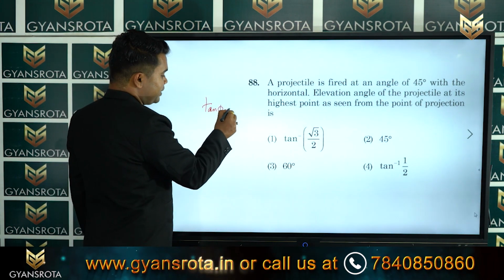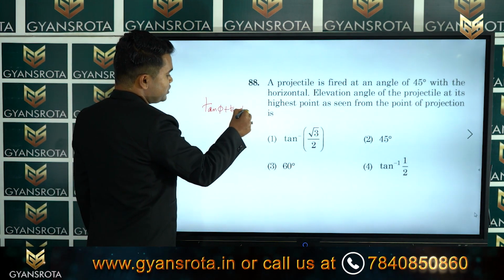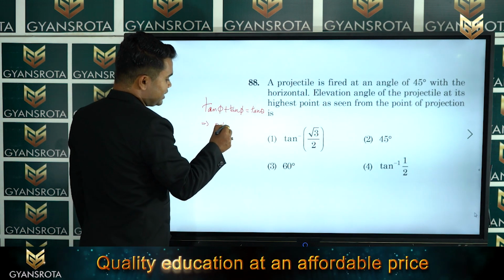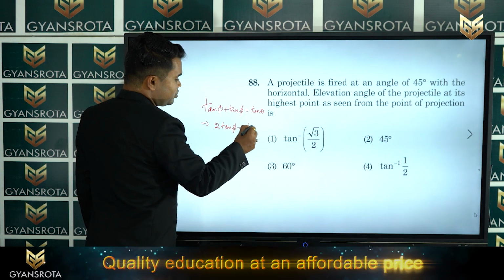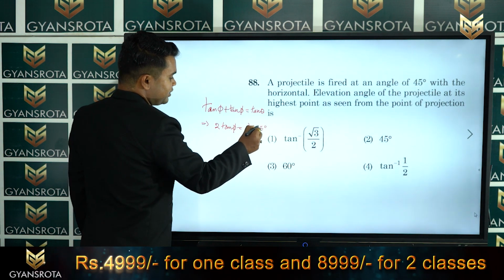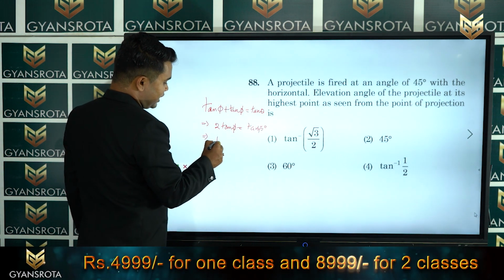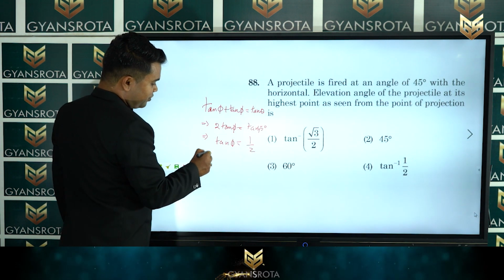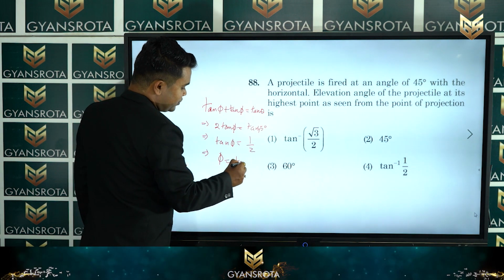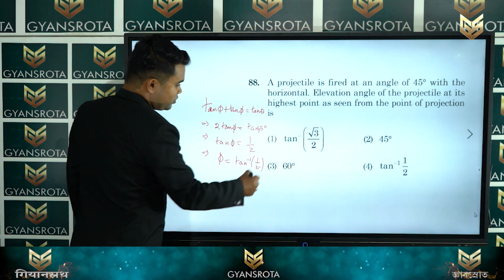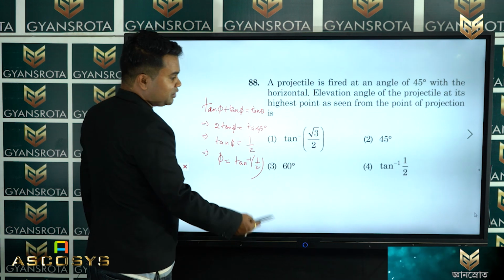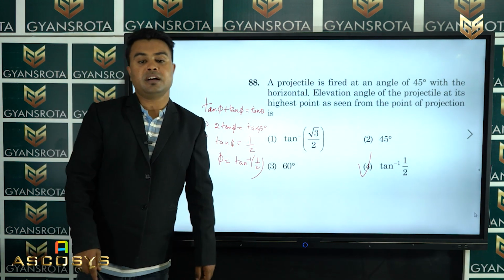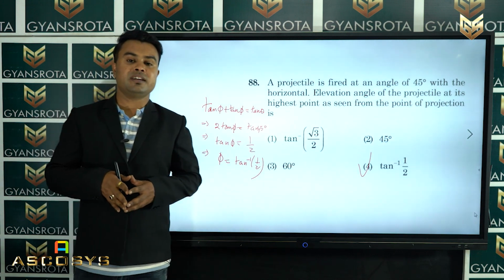Tan of phi plus tan of phi is equal to tan of theta, for both the sides. So, it will be twice tan of phi is equal to tan of 45 degree. So, your tan of phi will be equal to half. So, your phi will be equal to tan inverse of half. This is a direct question, so I have solved it for you. So, option number 4 is the correct answer.